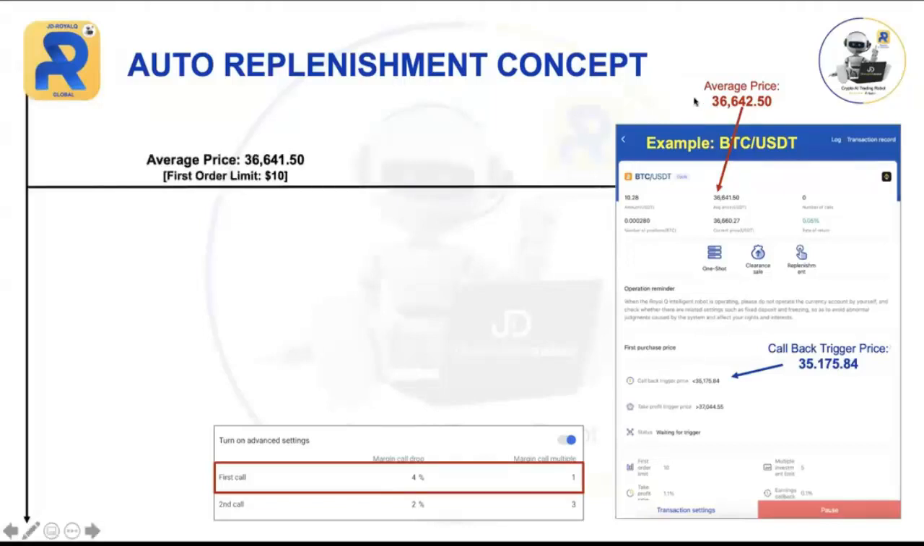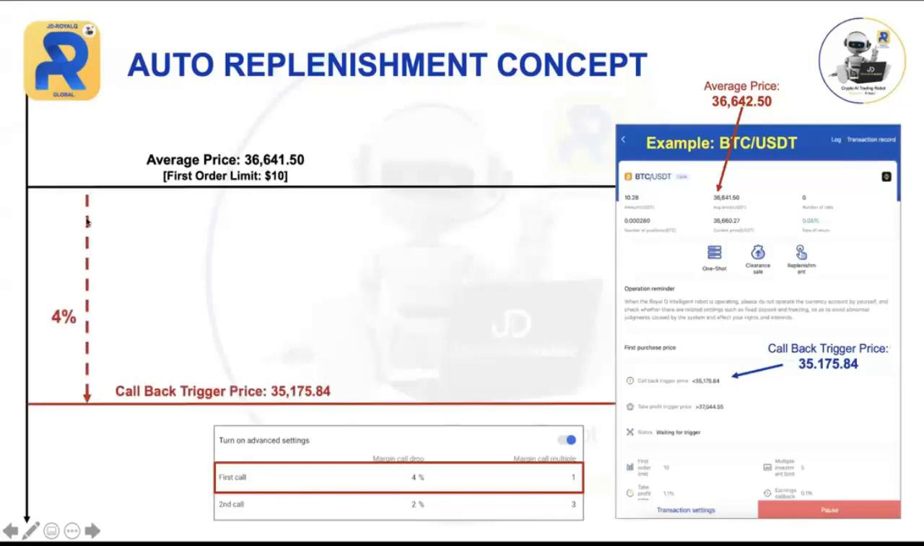Now, if I put this into a chart here, you can see my average price will be 36,000. And if the market goes down by 4%, that will be about $35,175. So what happens now, the robot will automatically open a new order, which is called a replenishment, or I call this averaging. It's actually an averaging concept, but it is done automatically by using a martingale strategy.